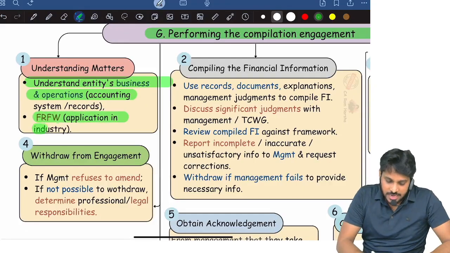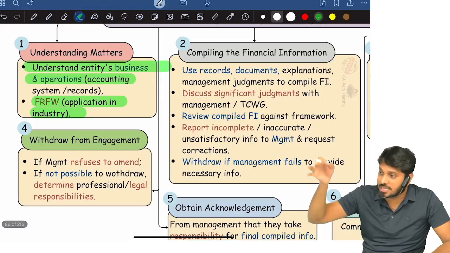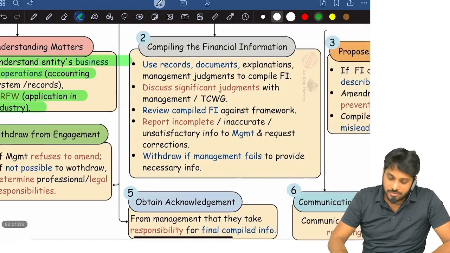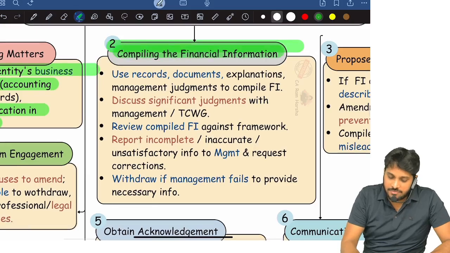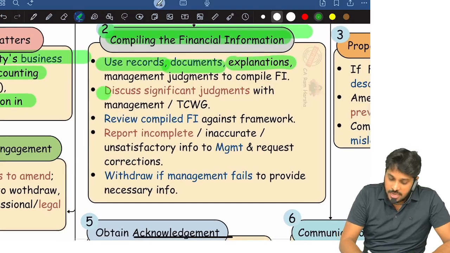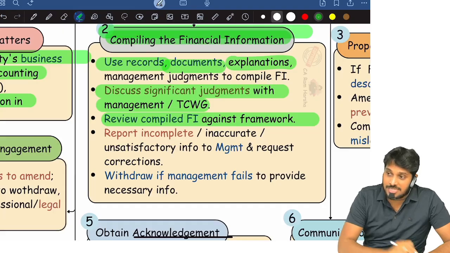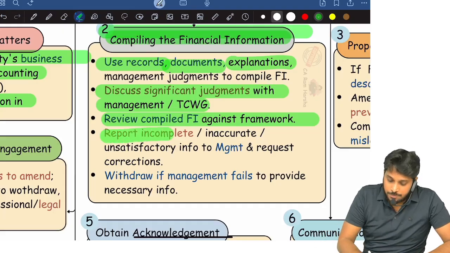Next, the financial reporting framework. You should understand it, because you are assisting them in preparing financial statements as per so and so framework. So the financial reporting framework is important. Now, compiling the financial information: use records given by the entity, use documents, use explanations, discuss significant judgments with the management, review compiled information against the framework, and report incomplete, inaccurate, unsatisfactory information to management.